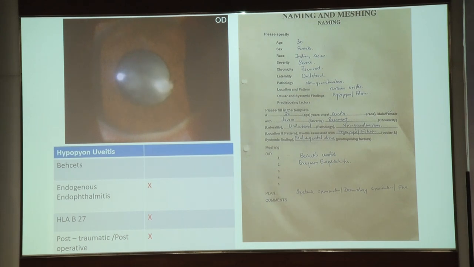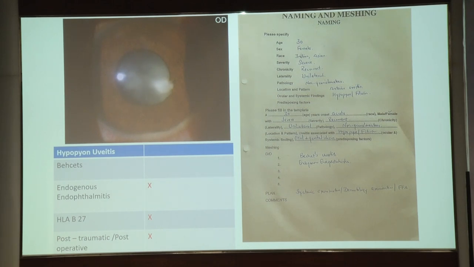As we are seeing the patient, we are comparing with the known things which can be there in the differential diagnosis. That is, is it an endogenous endophthalmitis? No, there is no history of any diabetes or previous hospitalization. Then we will ask about any history of backache. So that is also not there.